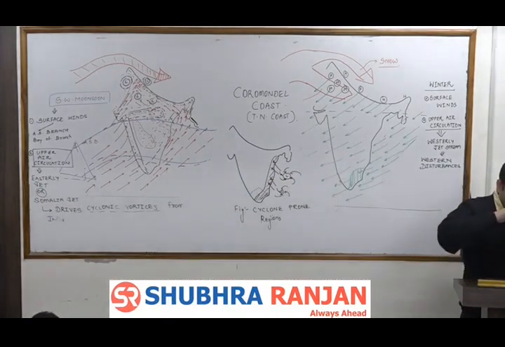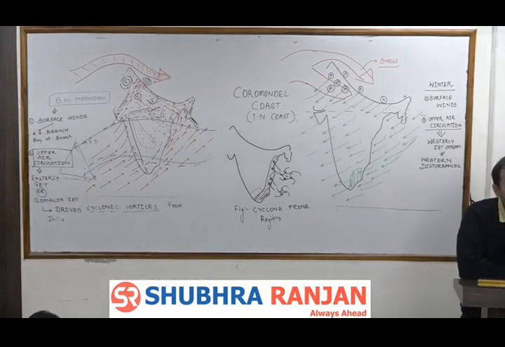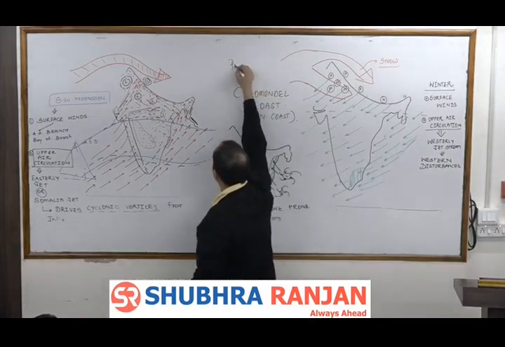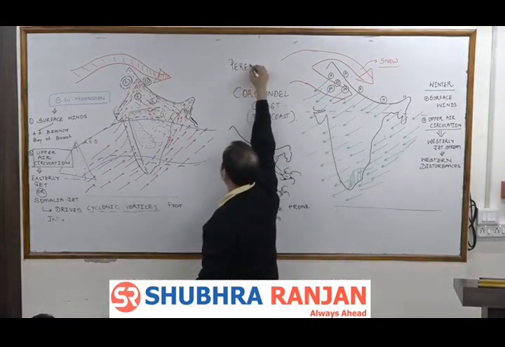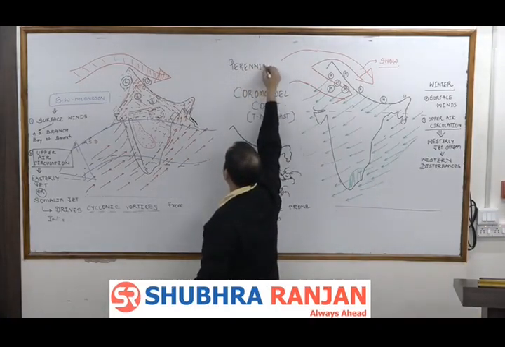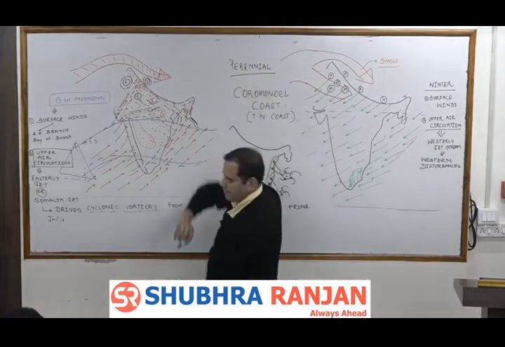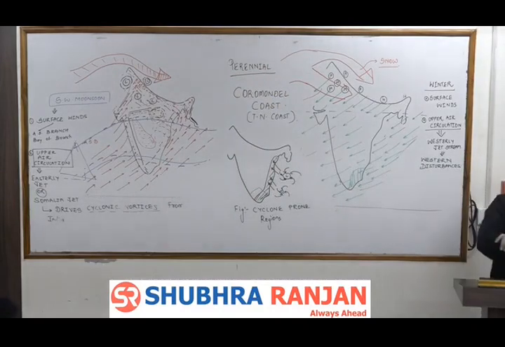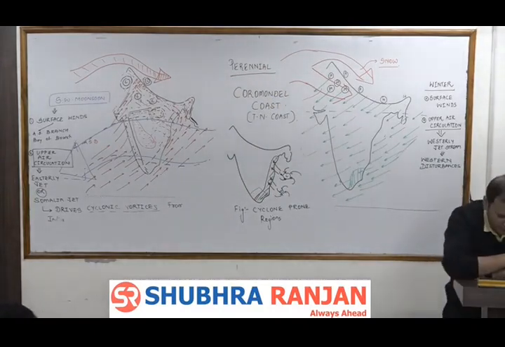The only major perennial river of peninsular India is Kaveri. Perennial means water throughout the year.